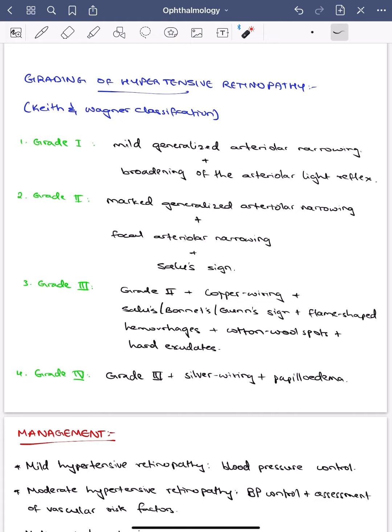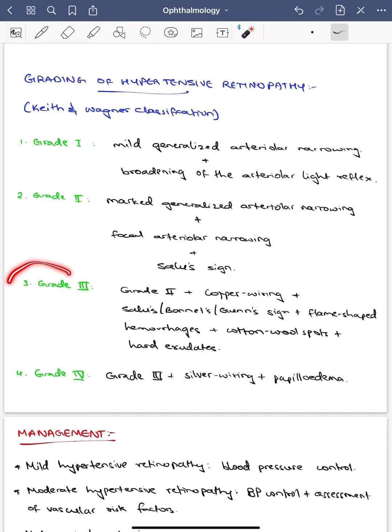Under grade 1, there is mild generalized arteriolar narrowing and broadening of the arteriolar light reflex. In grade 2, there is marked generalized arteriolar narrowing, along with focal arteriolar narrowing and Salus sign, that is arteriovenous nicking, where there is deflection of the veins at the arteriovenous crossing.